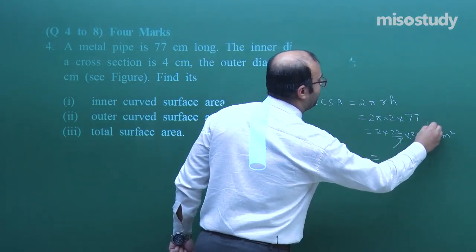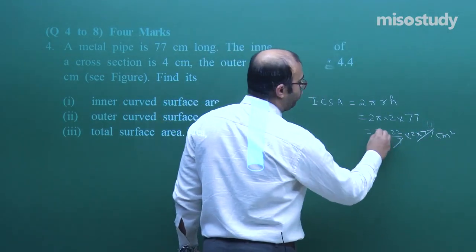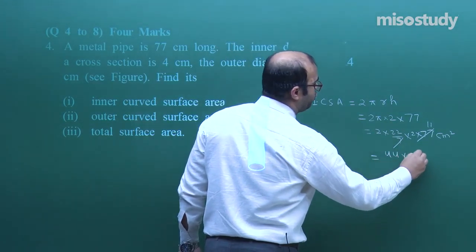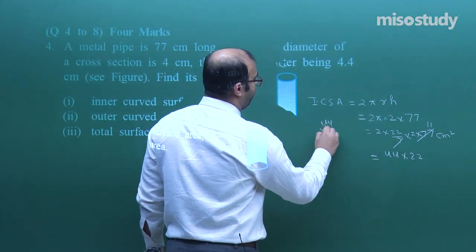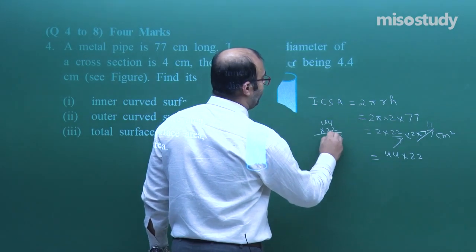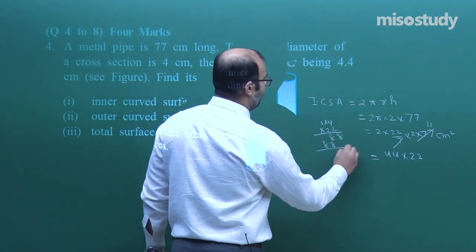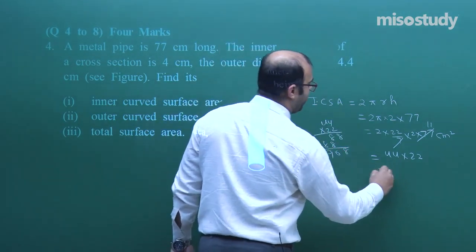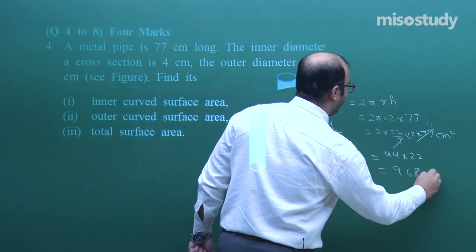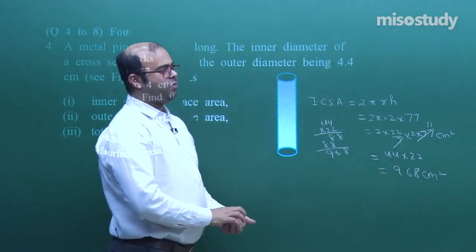7 into 11 is 77. Now, 22 into 2 is 44, 2 into 11 is 22. Let us calculate 44 into 22, 8, 8, 8, 8, 8, 968 centimeter square. This is the inner curved surface area.